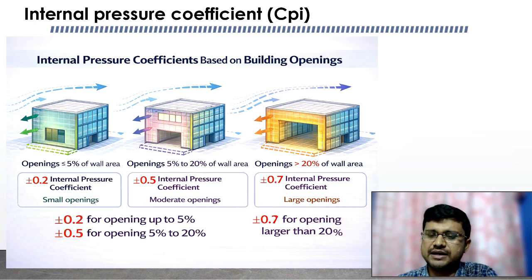Internal pressure coefficient Cpi depends on the opening percentage area. For a particular building model, if the opening percentage is less than 5% of the wall area, at that time we will consider the value of Cpi as plus or minus 0.2.